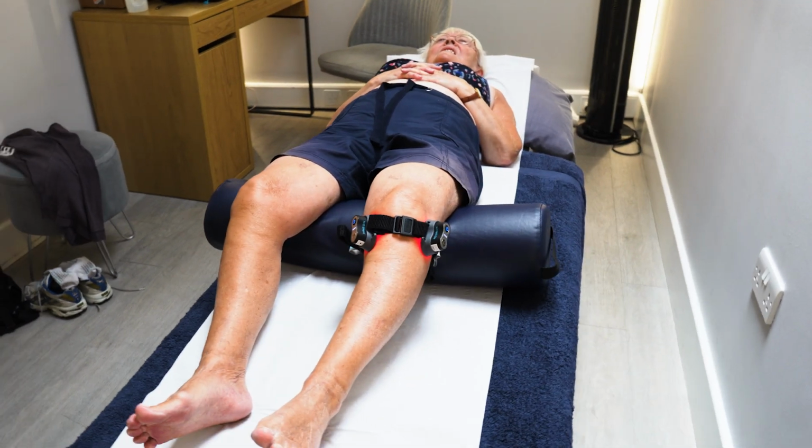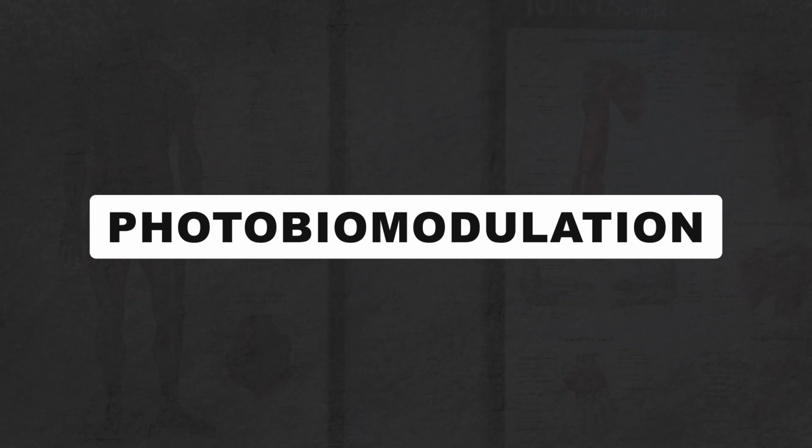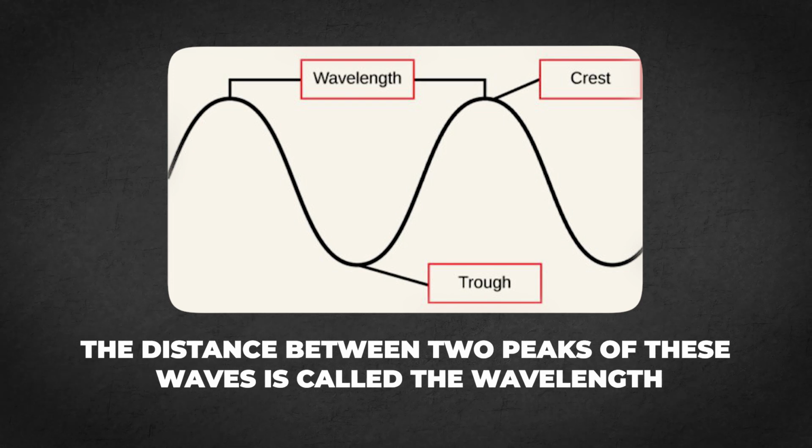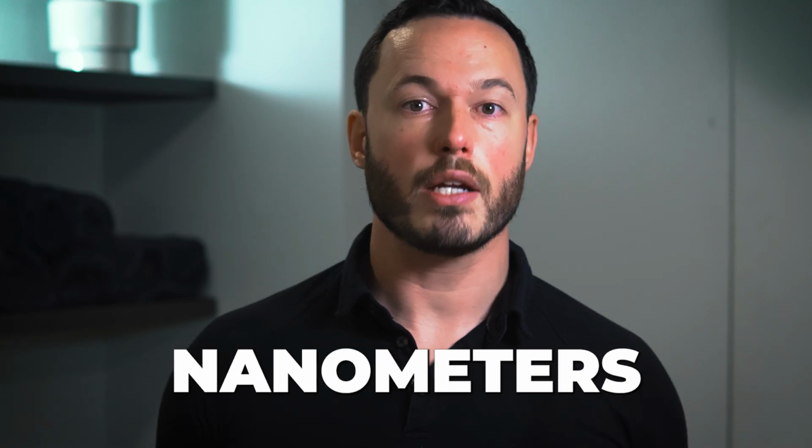Well, red light therapy, also known as photobiomodulation, is a treatment that uses specific wavelengths of light to improve skin health, reduce pain, and promote healing. This therapy involves exposing the body to low levels of red or near infrared light. Now, light is a form of energy that travels in waves. The distance between two peaks of these waves is called the wavelength, which is measured in nanometers.